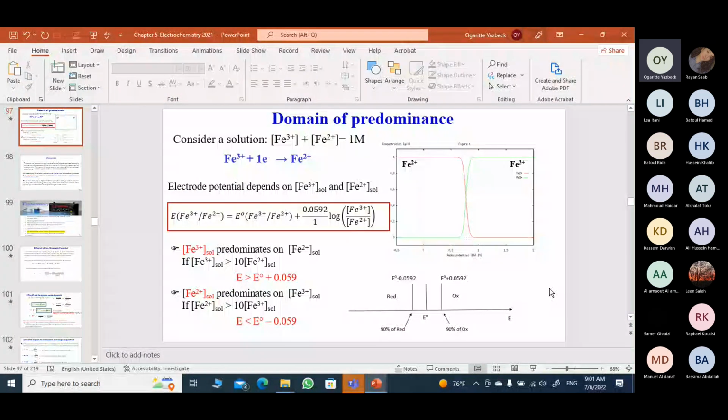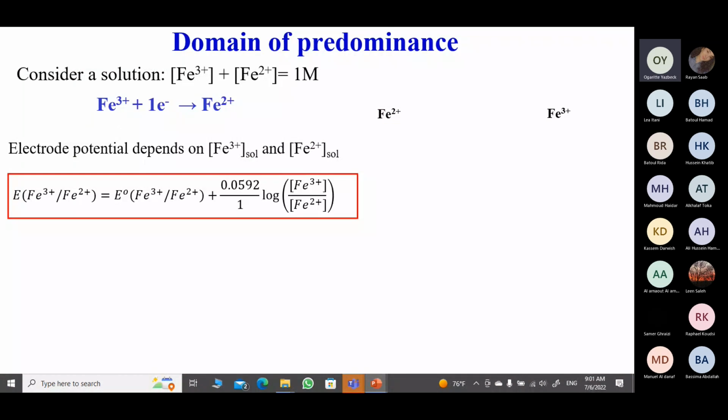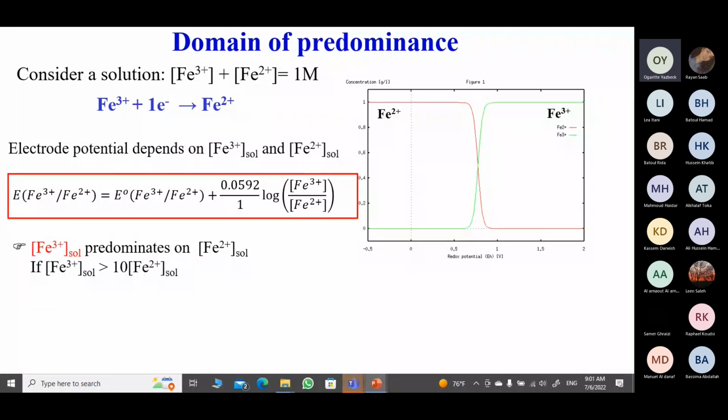Okay, so indeed there was a problem with the graph here. The red line is for the Fe2+. The green line is for the Fe3+ concentration. The combination of both Fe2+ and Fe3+ is 1 molar.